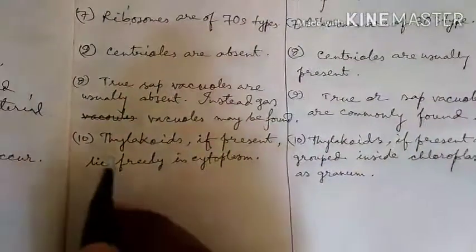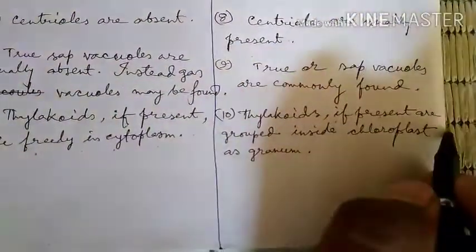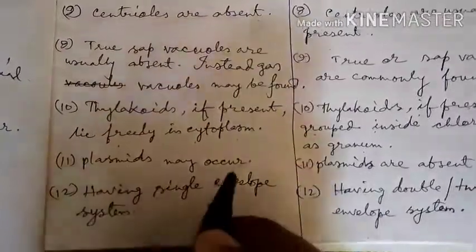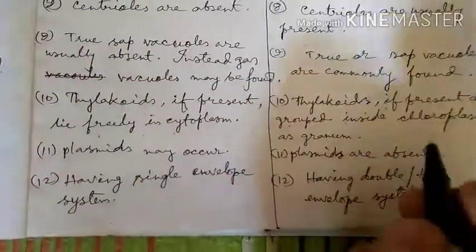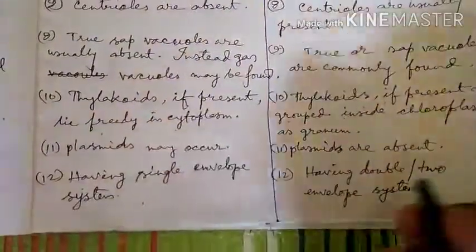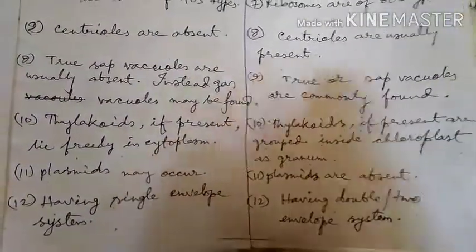In prokaryotic cells, thylakoids, if present, lie freely in the cytoplasm. In eukaryotic cells, thylakoids, if present, are grouped inside chloroplasts as grana. In prokaryotic cells, plasmids may occur. In eukaryotic cells, plasmids are absent. Prokaryotic cells have a single envelope system, but eukaryotic cells have a double or two envelope system. So those are the differences between prokaryotic cells and eukaryotic cells.